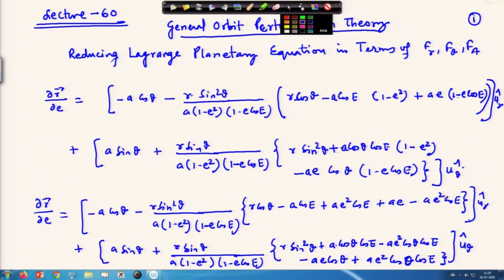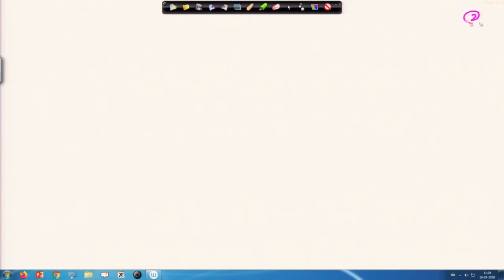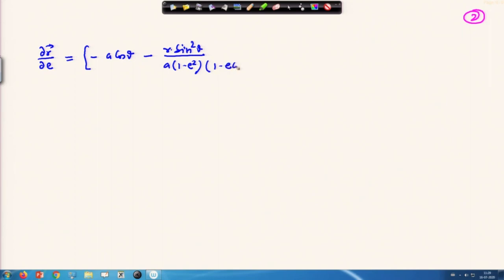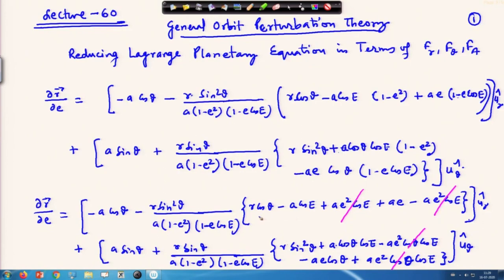Now, whatever terms can be dropped out, we will drop them. This term and this term cancel. So, the above equation then gets reduced to r sin square theta. So, we have here r cos theta and then this term and this term.